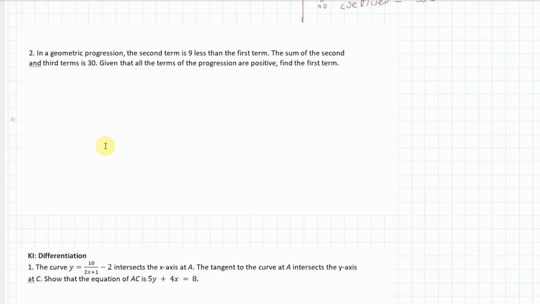Okay, geometric progression, second to last question. In the geometric progression, the second term is 9 less than the first term. The sum of the second and third terms is 30. Given all the terms of the progression are positive, find the first term. Alright, well we know that we've got A. We don't know A, but we know that A, is it geometric? Yeah, AR equals A minus 9.